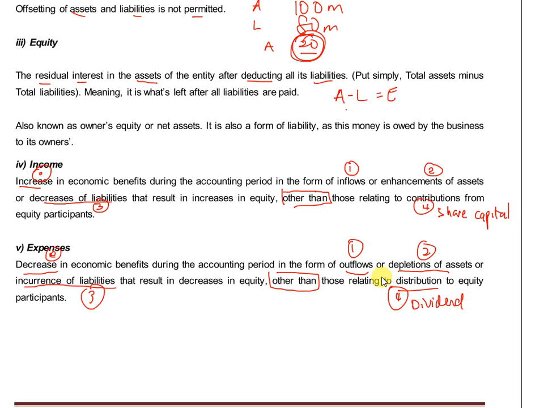Asset, resources, control, as a result of past event, future economic benefit. Liability is present obligation, as a result of past event, and then we have a outflow. And how many obligation? Two, legal and constructive. Equity is asset minus liability, income and expenses. Okay, 0 to 4, 0 to 4. Okay.